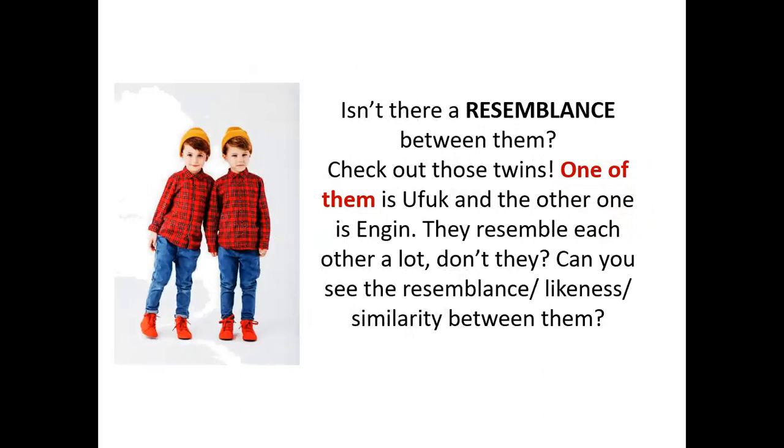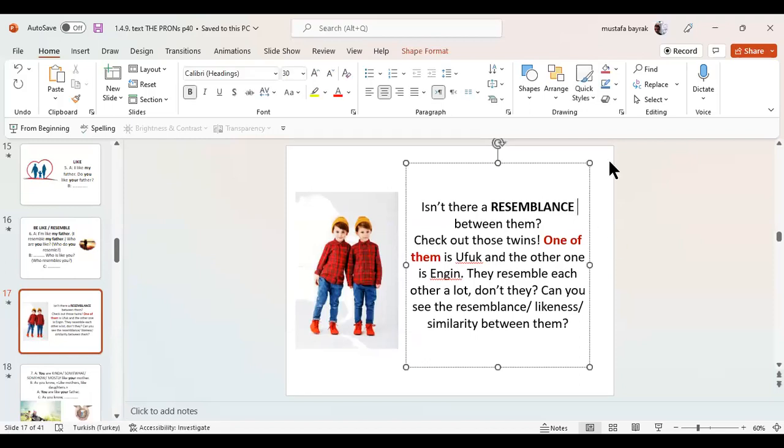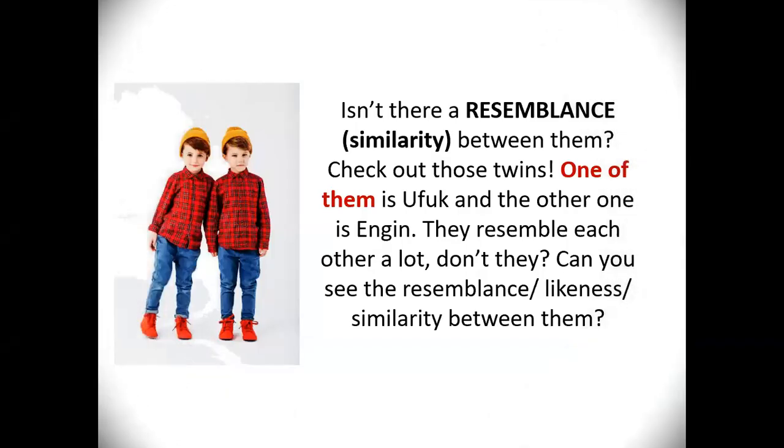Isn't there a noun form of resemble? Isn't there a resemblance, similarity? Isn't there a resemblance between them? Yes, there is. Yes, there is a resemblance between them. Resemblance. Let me write similarity as well. Yes, is there similarity between them? Yes, there is similarity between them.